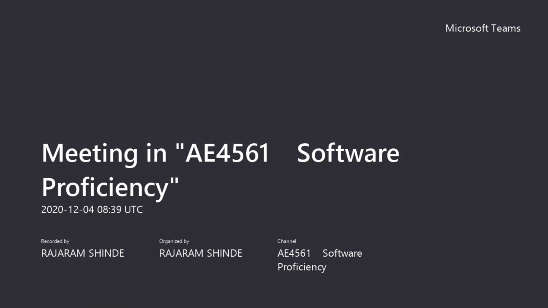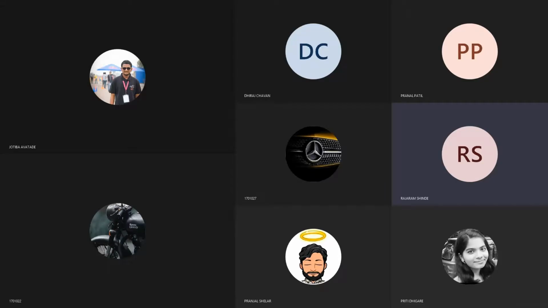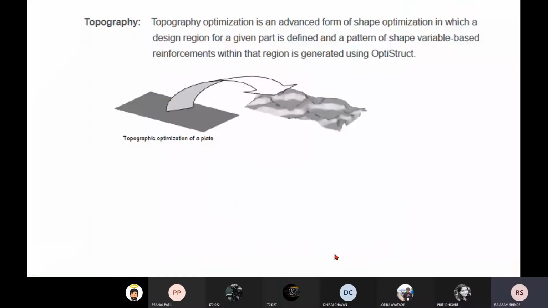This one. Now, what topography means, I will explain in this PPT. You see here, topography optimization is an advanced form of shape optimization. Advanced form of shape optimization means, see here, if you take a paper, a simple example I will tell you.